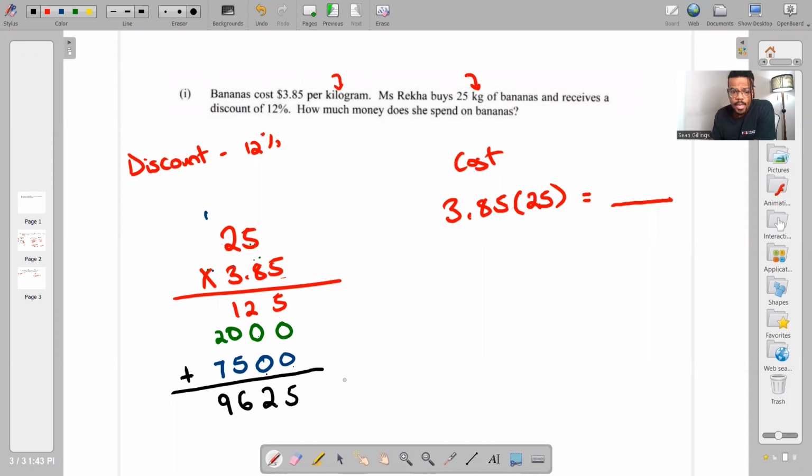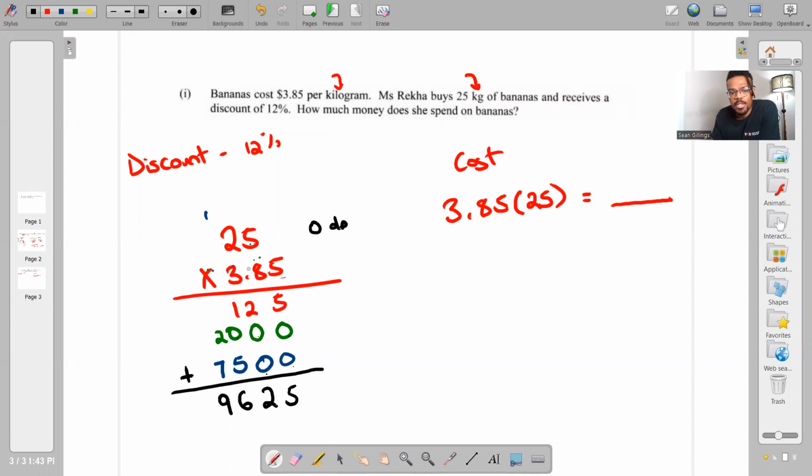All right? Now, if you notice here, this doesn't make any sense because I have something that is close to $4 and I'm multiplying it by 25. And then you see me get 9,625, right? So we have to then account for our decimal places. How many decimal places are you going to see here? There's none. There's no decimal place here.